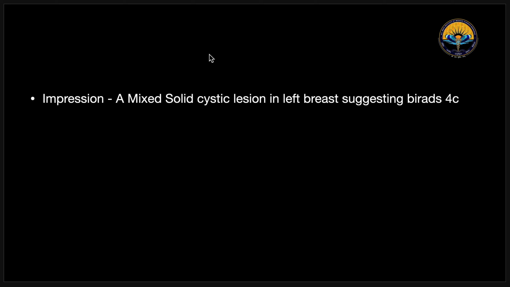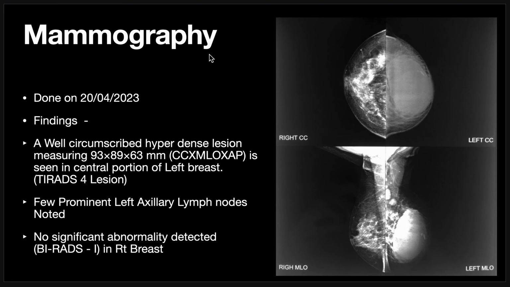So, seeing all these features, the impression which we gave was a mixed solid cystic lesion, most likely going in favor of a BIRADS 4C category. Then we also have the mammography report, and it was done on 20th April 2023. We can see this is the left CC view, and in this we can find a large, well circumscribed hyperdense lesion. And the thing is, mammography is just X-ray beams, so it cannot differentiate between a solid and a liquid component. So we can find just a hyperdense lesion. We cannot see if it's solid or liquid, which we can see very clearly on ultrasound.